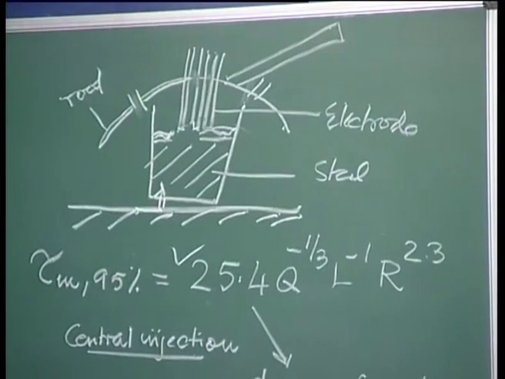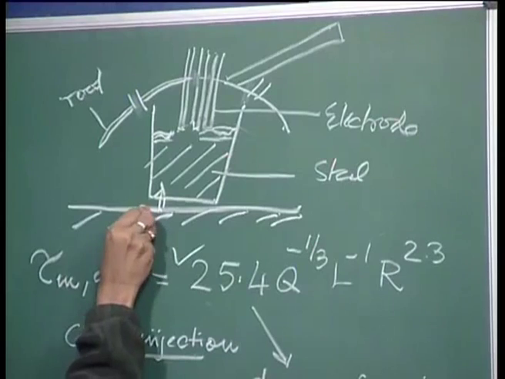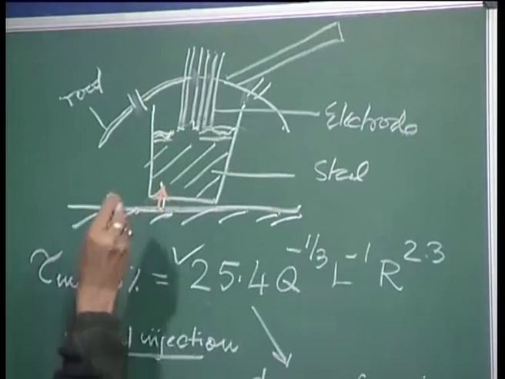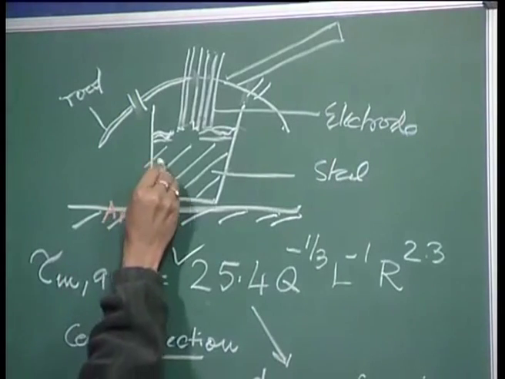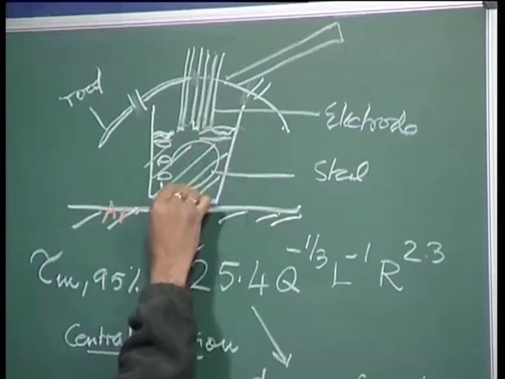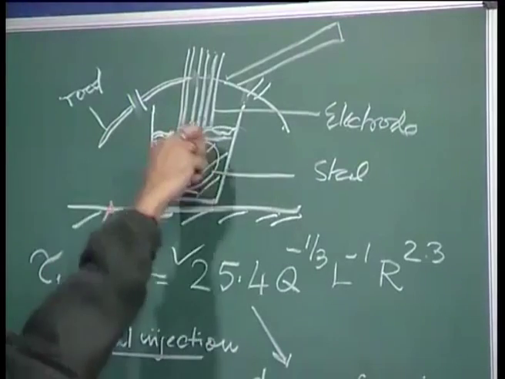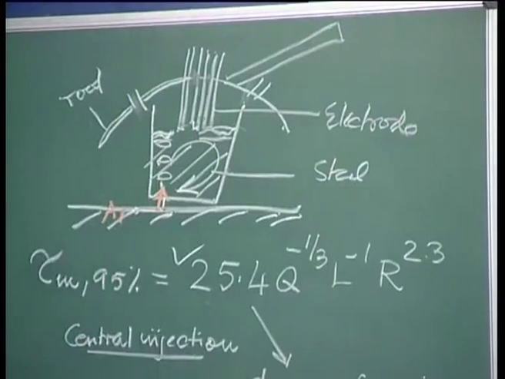I can show it with a colored chalk. So this is the argon injection line. So still we have argon injection here. So the bubbles rise here. So there is going to be some amount of convection current, and this convection is going to take the heat which is supplied by the electrode itself.